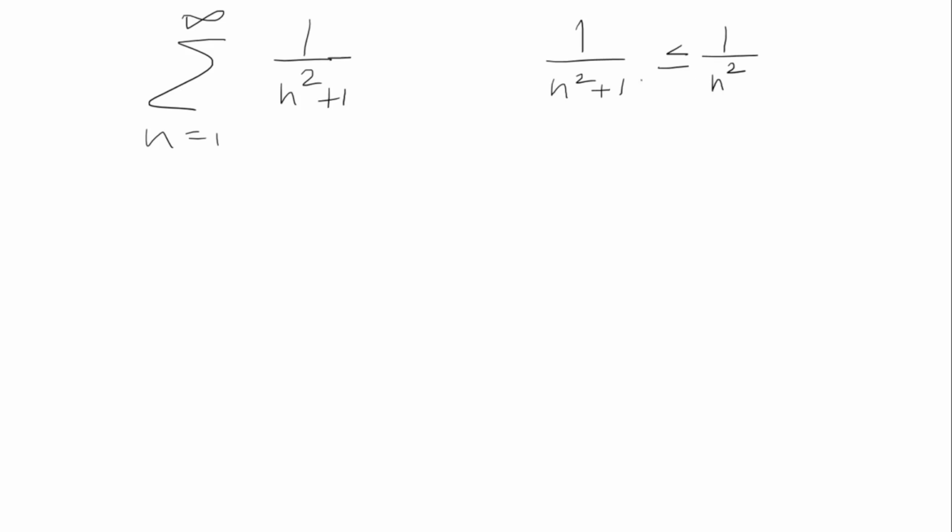And we know that 1 over n squared will be bigger than or equal to 1 over n squared plus 1. So this converges by the p-test. So by the direct comparison test, anything smaller than this will also converge. So therefore we say that this series converges.